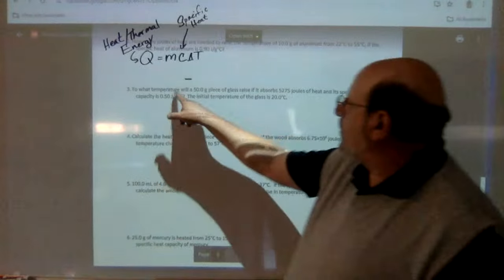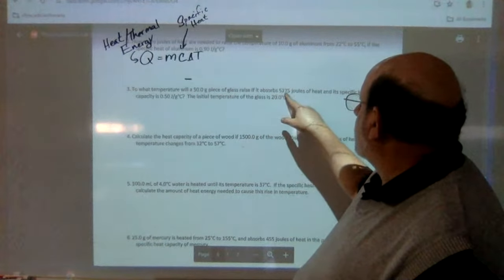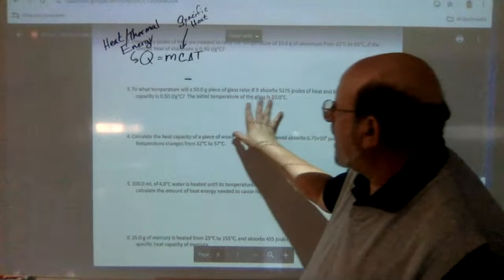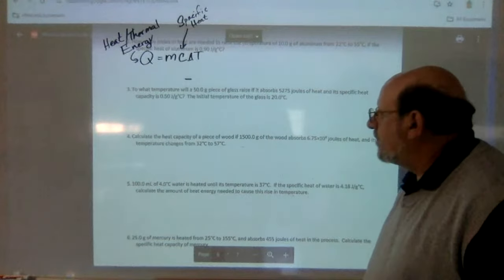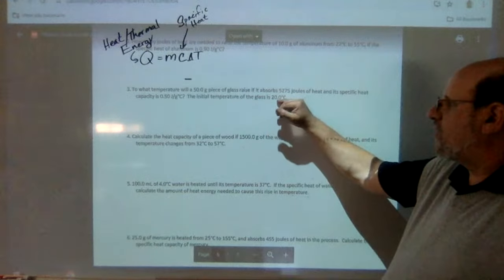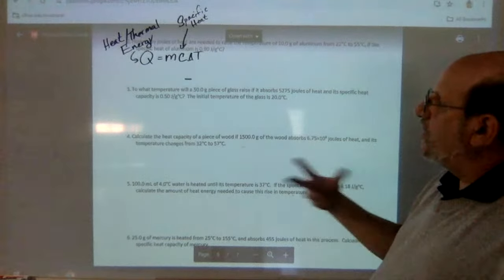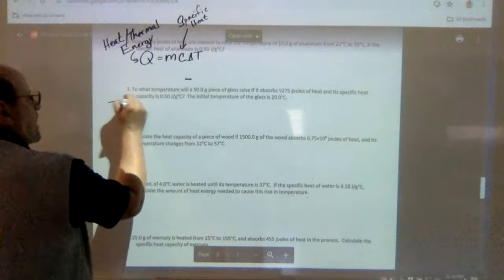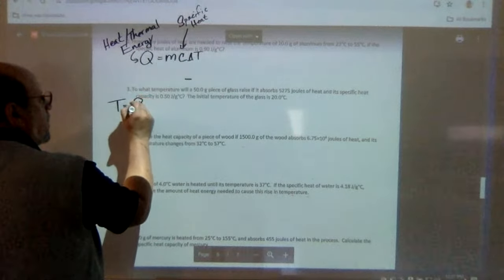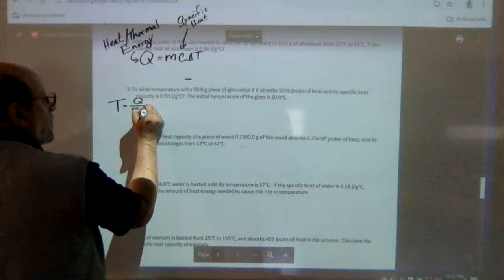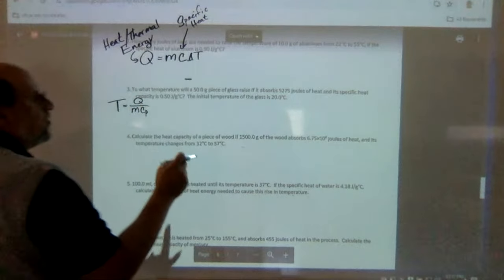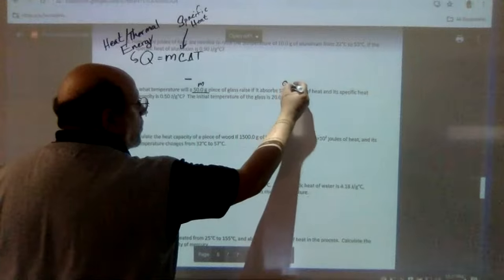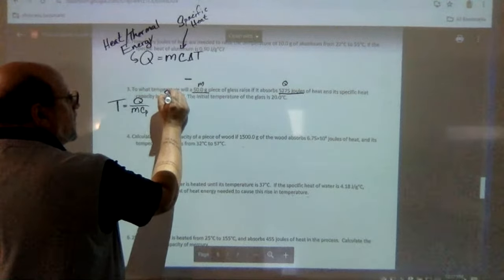Okay. And it says, to what temperature will a 50-gram piece of glass raise if it absorbs 5,275 joules of heat, and its specific heat capacity is 0.5 joules per gram degree Celsius. And it says the initial temperature is 20 degrees. Now, what you're going to do is you're going to solve for the change in temperature. So you're going to say the change in temperature, the delta T, is equal to Q divided by the mass times the specific heat. Okay? So what's our mass? That's our mass. This is our Q. And this is our CP.